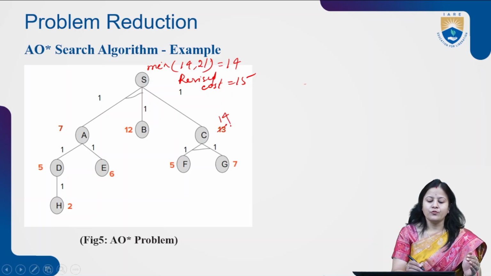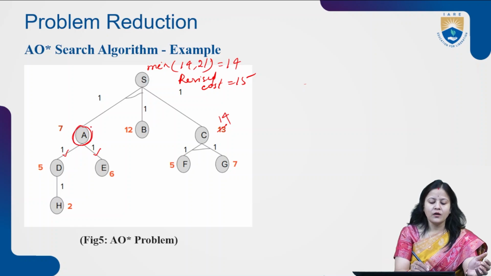Now come to the left side part here. Now we'll take A as the root node. A is having two children, one is D, another is E. So both are OR graph because no arc is there. So separately we'll solve AD, separately we'll solve AE, to achieve the goal node A. Then we will find out which cost is minimum.